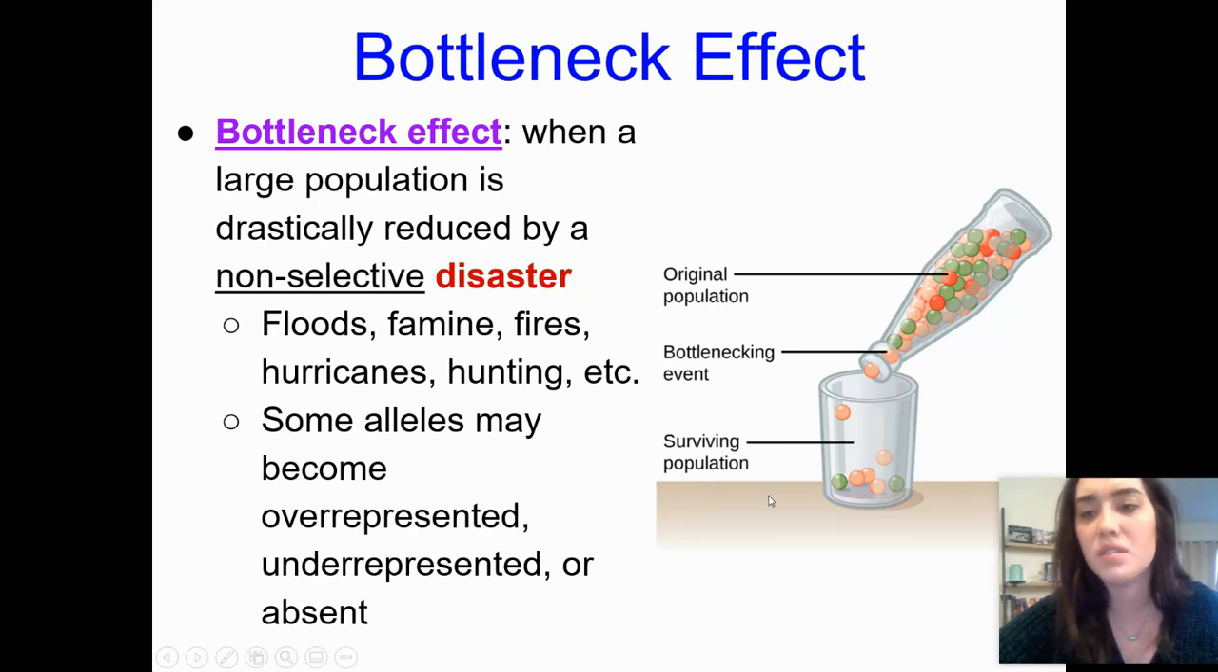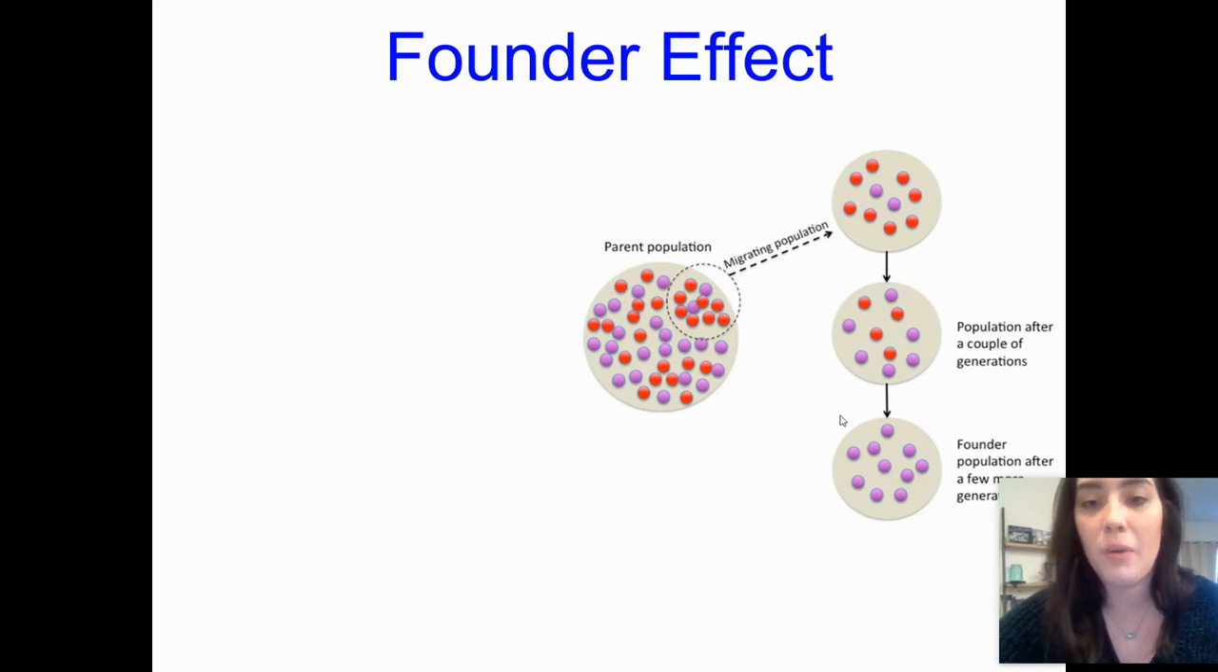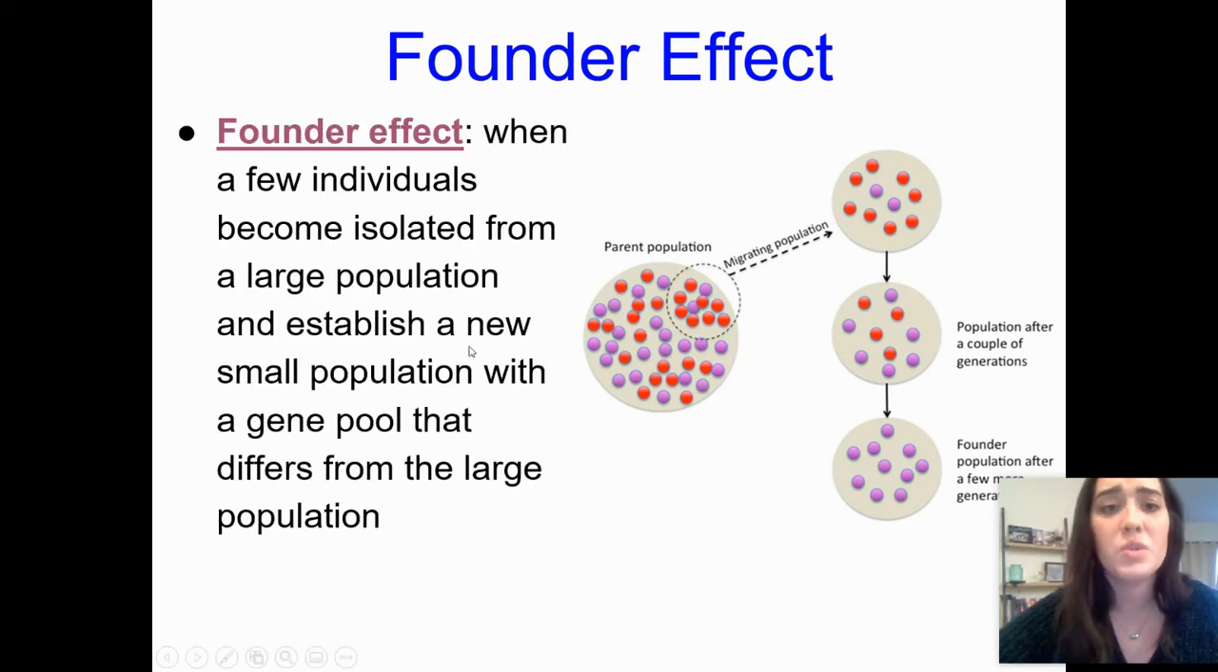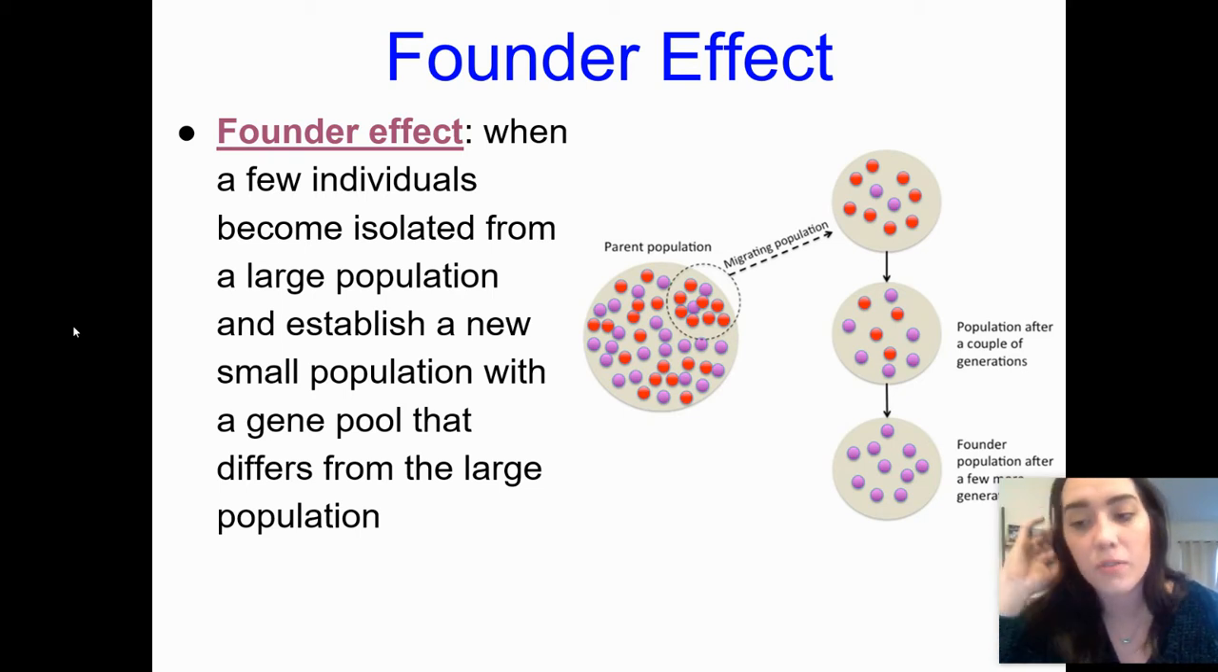So it kind of skews the gene pool over to whatever, by chance, there's an allele that will survive over others. Okay, and then we have the founder effect, which is when a few individuals will become isolated from a large population, and then they'll establish a new population that's smaller with a gene pool that differs from the initial larger population.